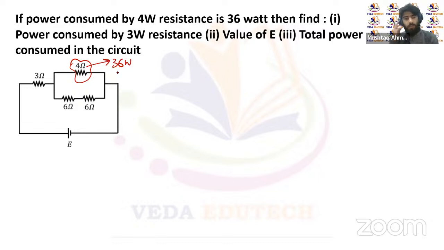We have to calculate the power consumed by this 3 ohm resistance, the value of this EMF E, and the total power consumed in the circuit. So for this 4 ohm resistor, the power consumed is 36 watts.